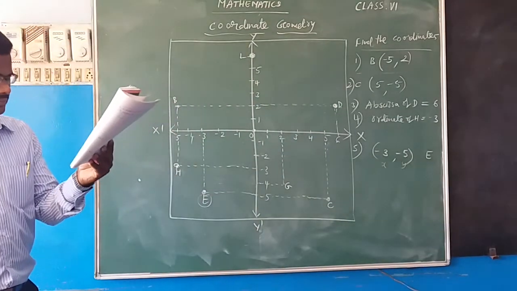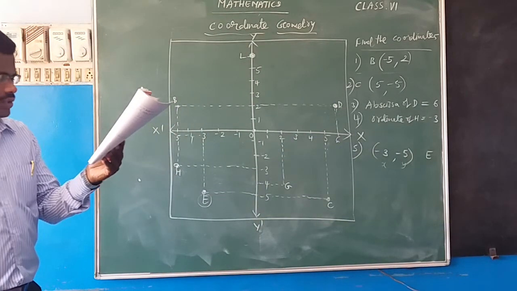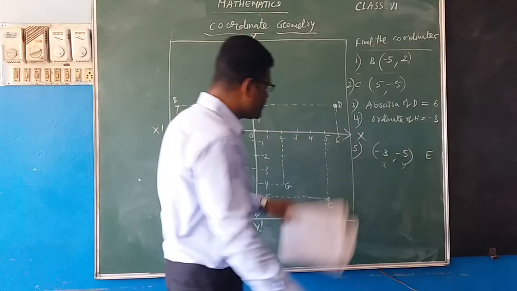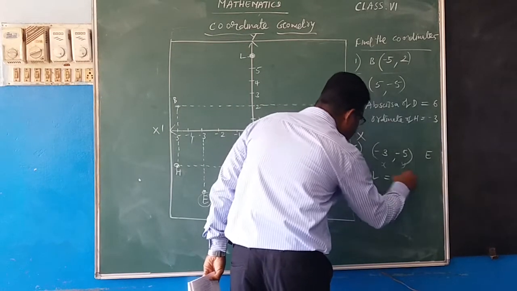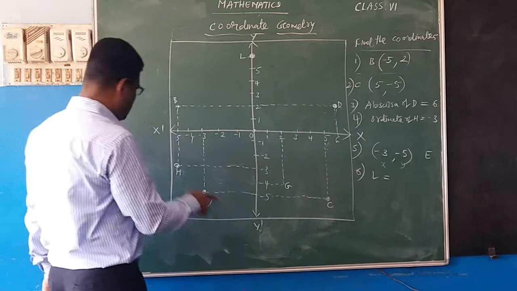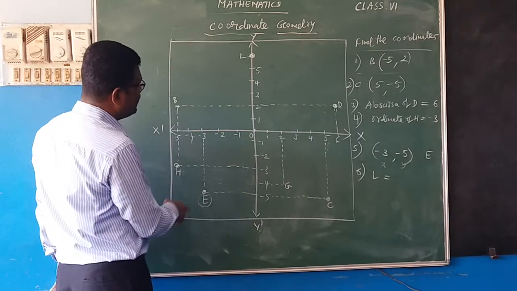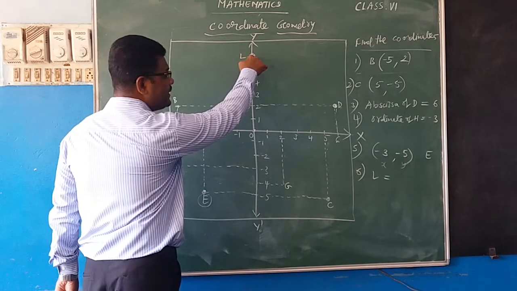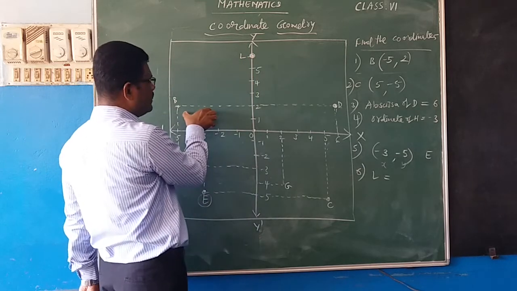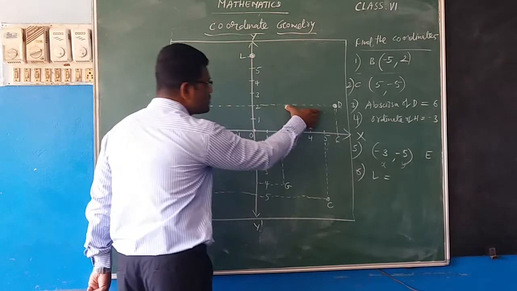Then, find the coordinates of L. What are the coordinates of L? This is the point L. Where is it given? L here. This is point L, isn't it? Yes. So in this figure, the points come in the quadrants.